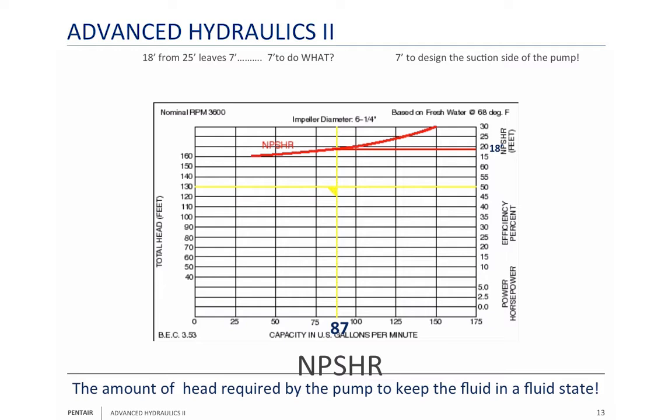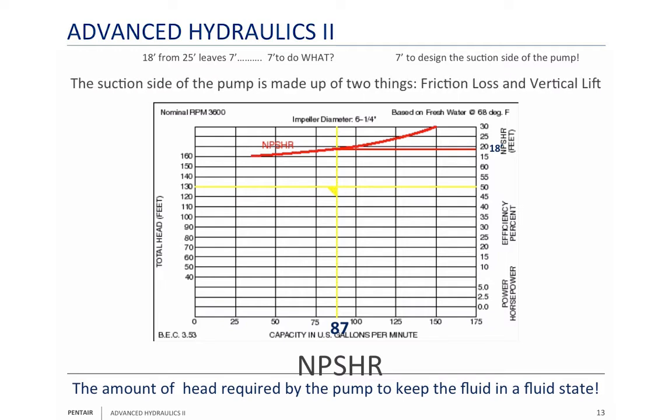So now we can say, okay, the suction side of the pump, remember we just learned in the last one, the suction side of the pump requires two things. It requires my vertical lift, but it also requires my friction loss. Those are the two things I need. Okay? So, since friction loss and vertical lift make that up, that means that if I've got 3 feet of friction loss, I can only be 4 feet above the water. Really important that I understand that.